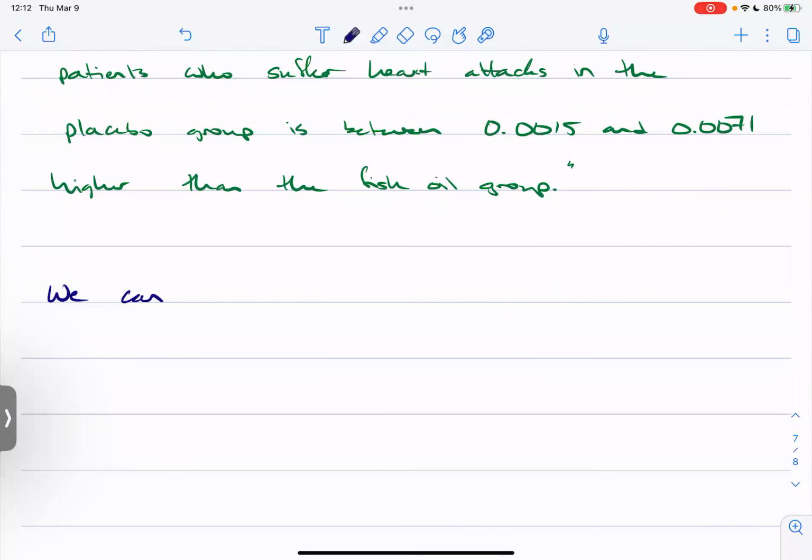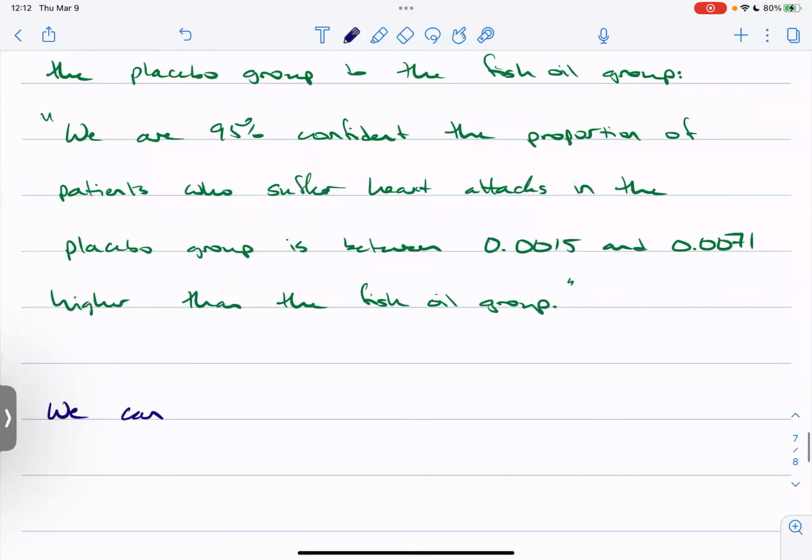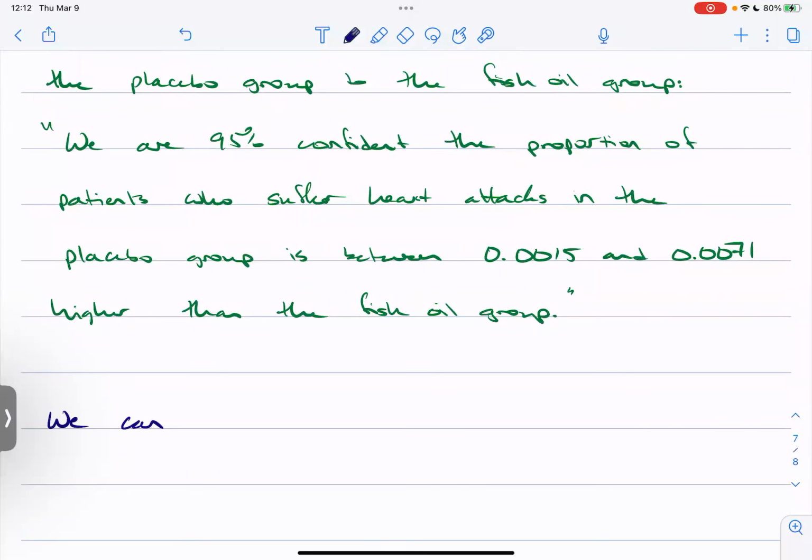Emily. Nice. Yes. Can you describe that one more time? We are 95% confident that the proportion of patients who suffer heart attacks in the placebo group is between 0.0015 and 0.0071. That means having fish oil is better than not having it at all? That's right. Yeah, because the placebo group has a slightly higher proportion of heart attacks than the fish oil group.